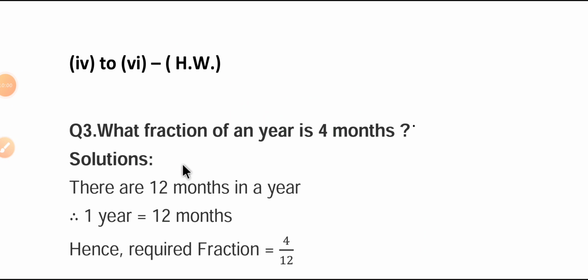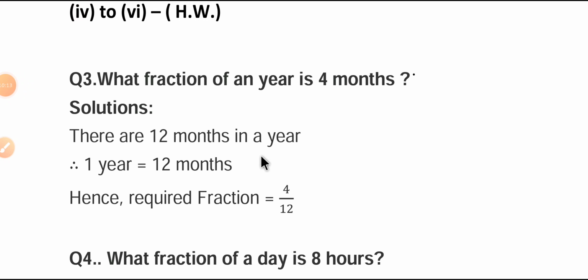Then question number 3. What fraction of a year is 4 months? In this question, you have to find the fraction of a year. So first of all, let us see how many months are there in a year. 1 year is equal to 12 months. And here, how many months are given? Only 4 months. So we have to find the fraction with respect to these 4 months for a complete year.